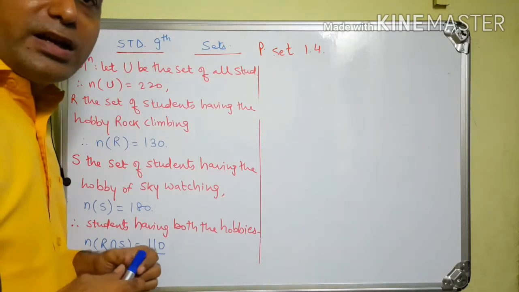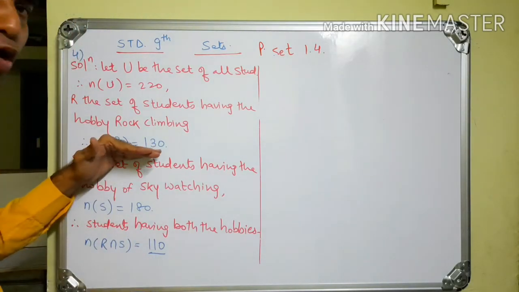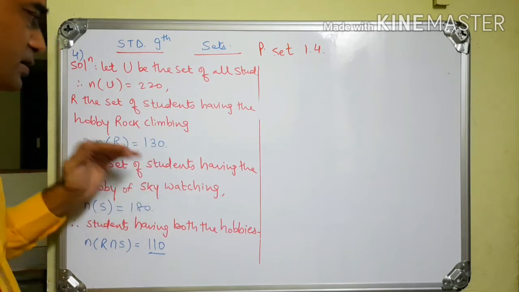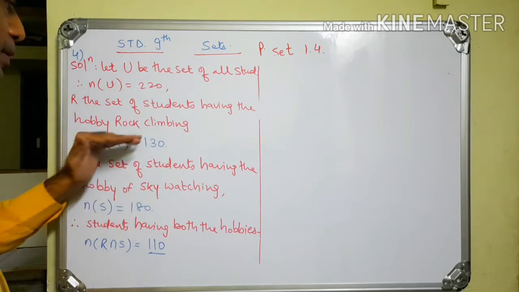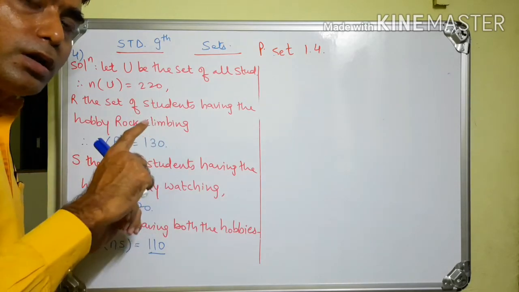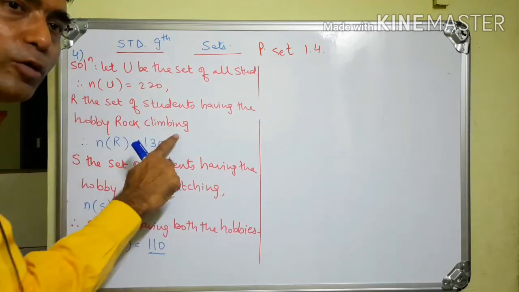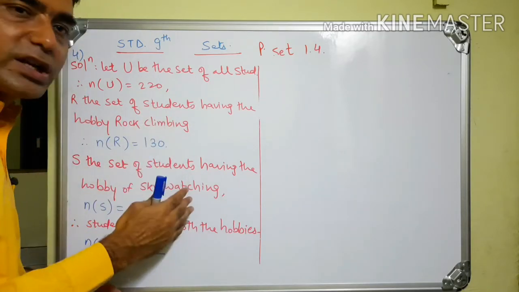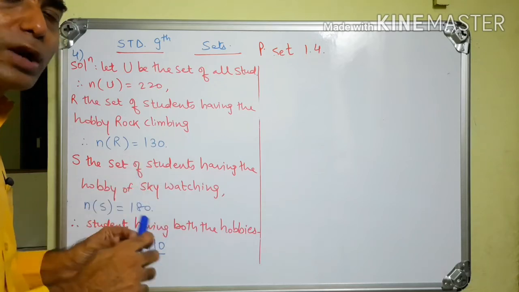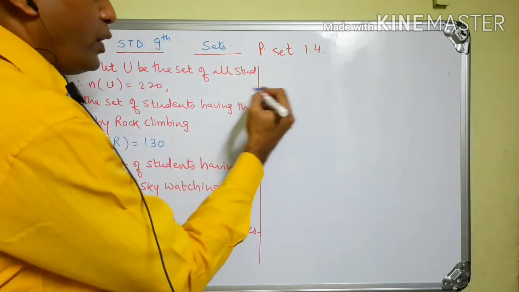Now we will find the set of students who have the hobby of only rock climbing. This number 130 represents the students who have the hobby of rock climbing, but not rock climbing only. They may have sky watching as well. So now we have to find those who have only the rock climbing hobby and not sky watching. So how will we find that?